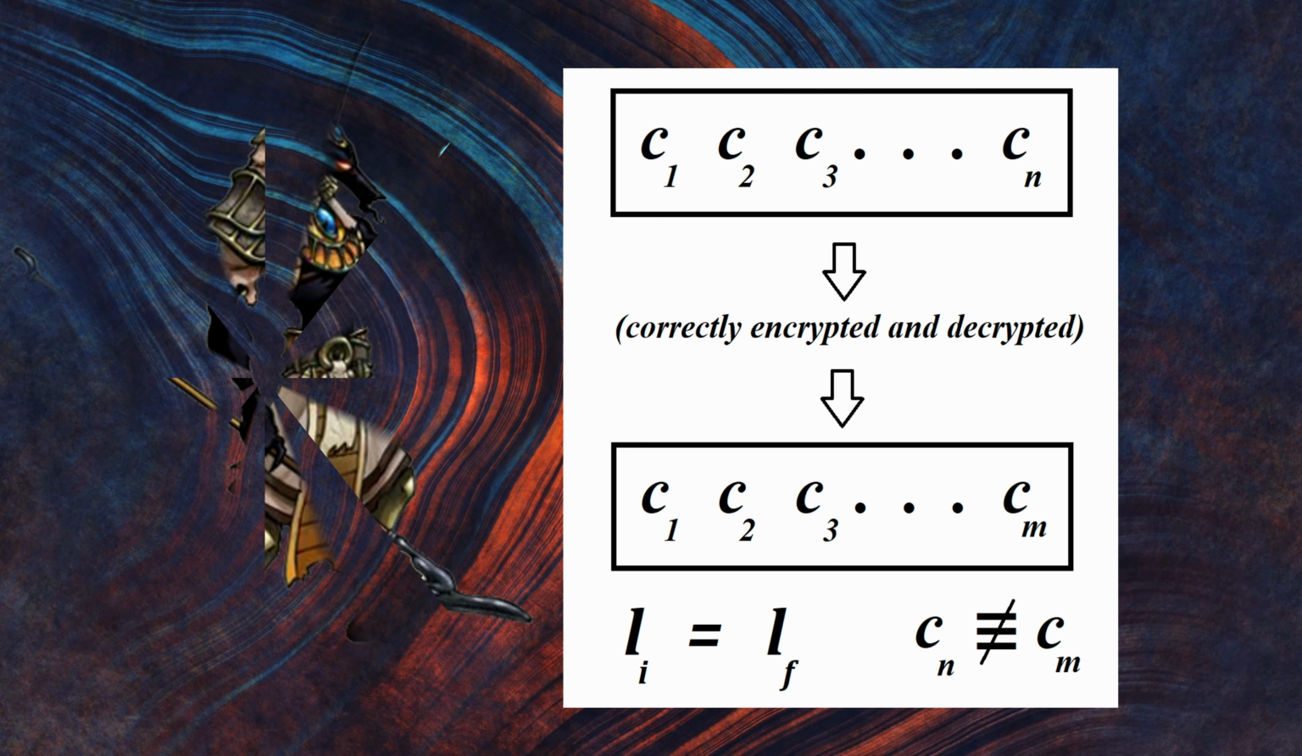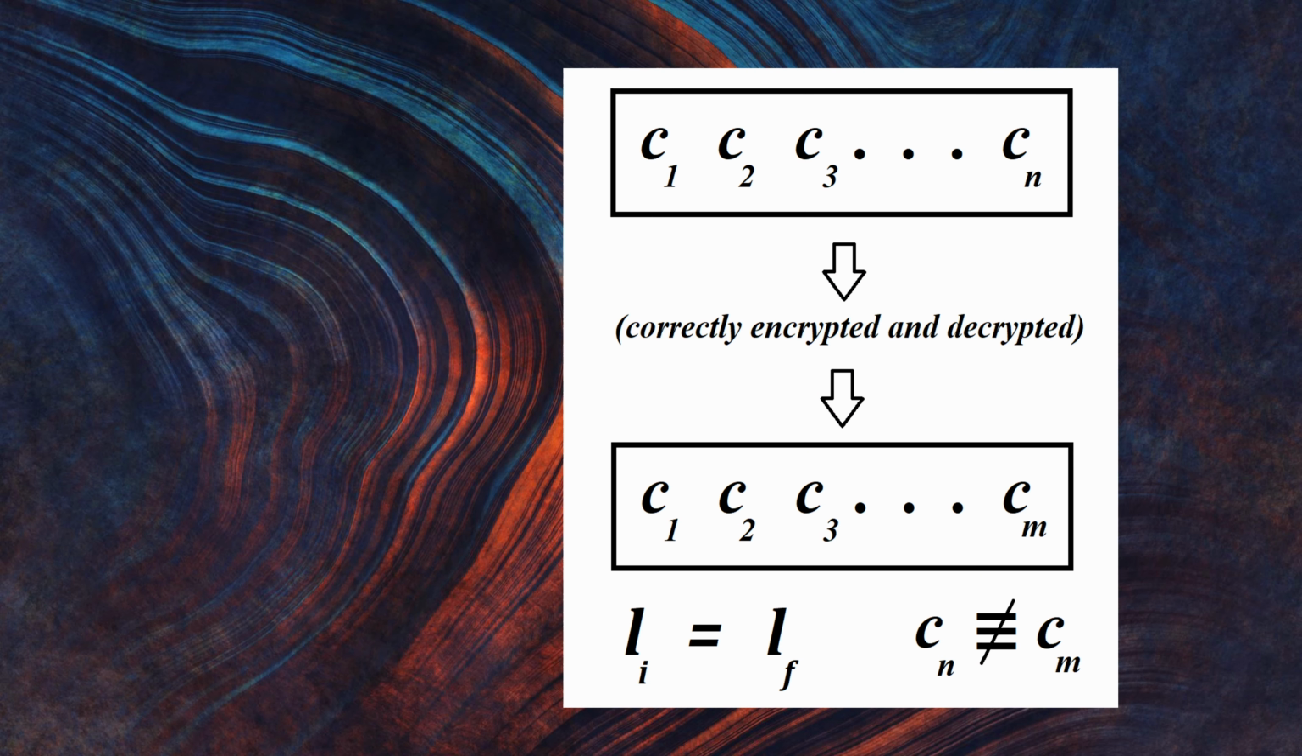Conceptually, what happens is that you'll have some data. It will be correctly encrypted and decrypted. The initial and final lengths will be equal, but the last character is no longer equivalent with its initial value.